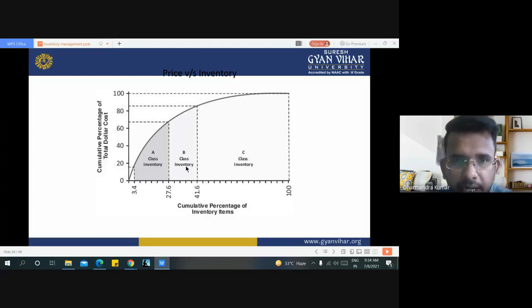But in the B category here, you can see that it consists of only 15 to 20% of the cost, and a moderate number of components is required. But in the C class inventory, you can see that a huge volume is occupied. But in terms of pricing, it consumes only 5 to 10% of the total cost of the inventory.